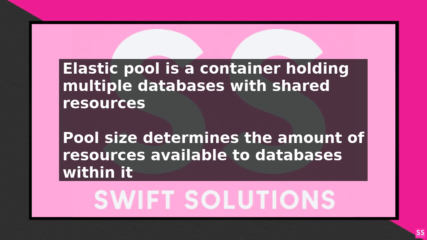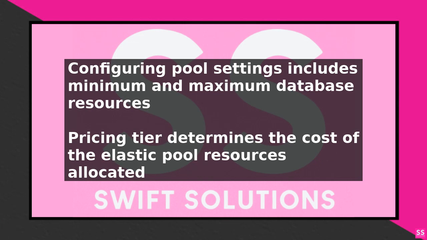Once you have configured the pool settings, you can add databases to the pool. You can do this by clicking on the Add Database button and selecting the databases you want to add. You can also configure the database settings, such as the service tier and the maximum amount of resources that each database can use.